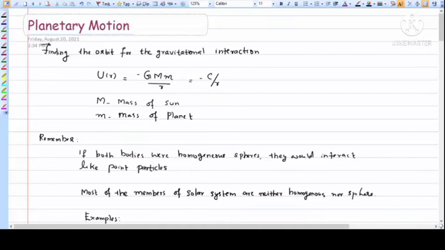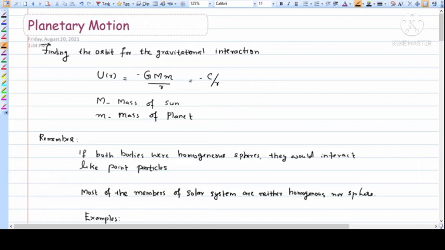Hello everyone. So today we are going to discuss planetary motion. This is the important portion in this chapter, planetary motion. Here we are going to find the orbit for the gravitational interaction between planets in the solar system, or the orbit of the planet. And the interaction is mainly between the planet and the sun.